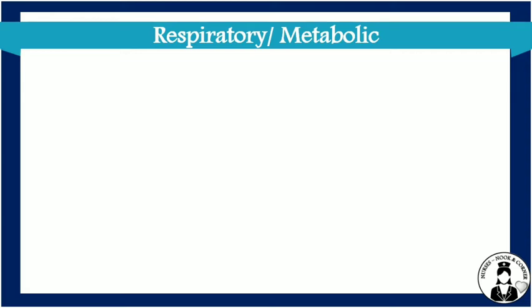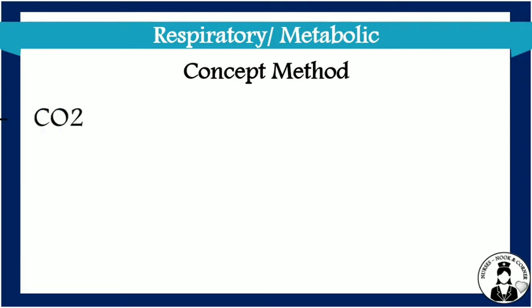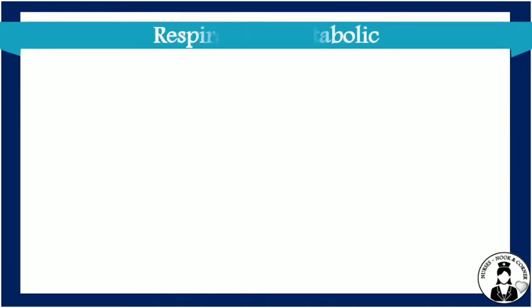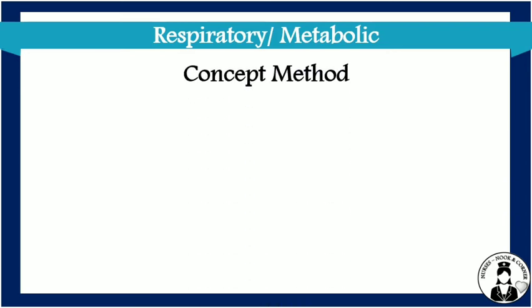So let's first discuss the concept method. In this method, as already discussed, CO2 is regulated by the lungs and bicarbonate HCO3 is regulated by the kidney. If CO2 is normal and bicarbonate is abnormal, you have a metabolic condition. On the other hand, if CO2 is abnormal and HCO3 is normal, you have a respiratory condition. Here you can go with examples for the concept method.